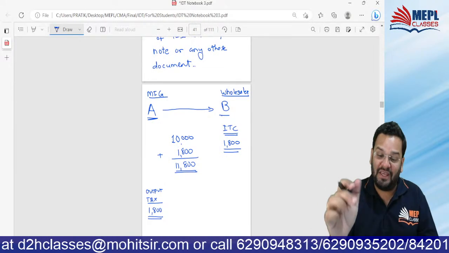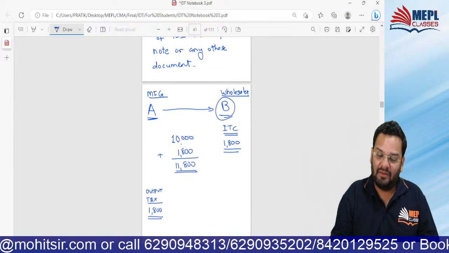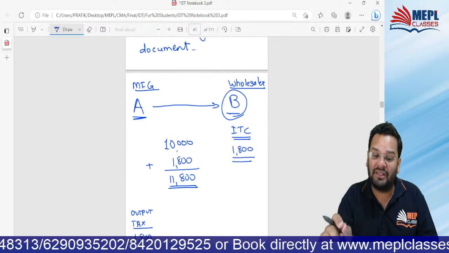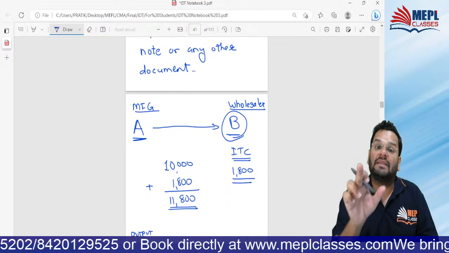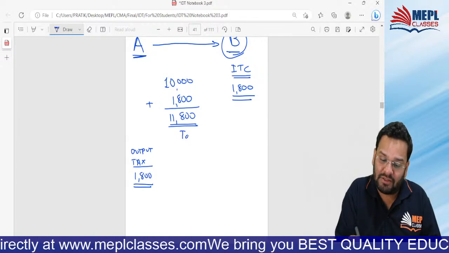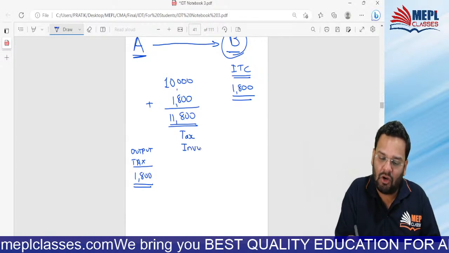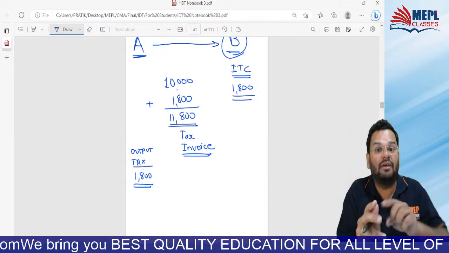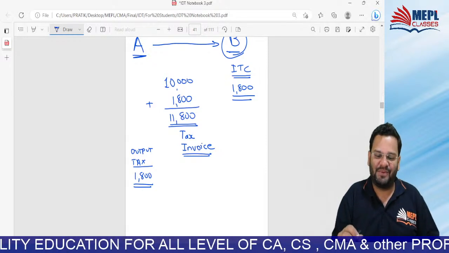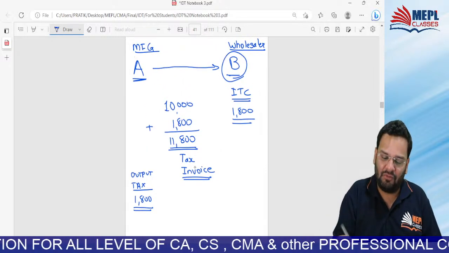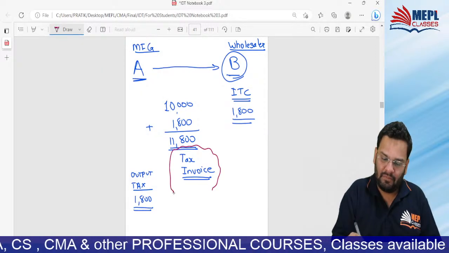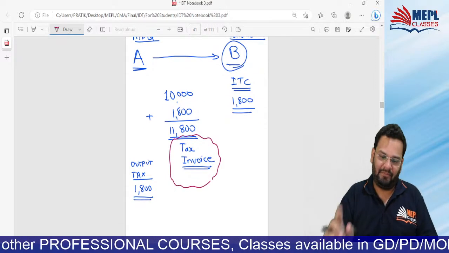Now B wants to claim ITC of this 1800. So what is the condition that government is putting up? That is, B should be in possession of the tax invoice given by A on this supply. Is it clear to you? B should be in possession of the tax invoice given by A.